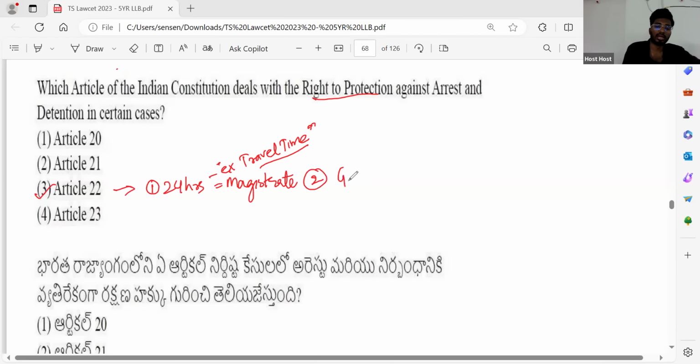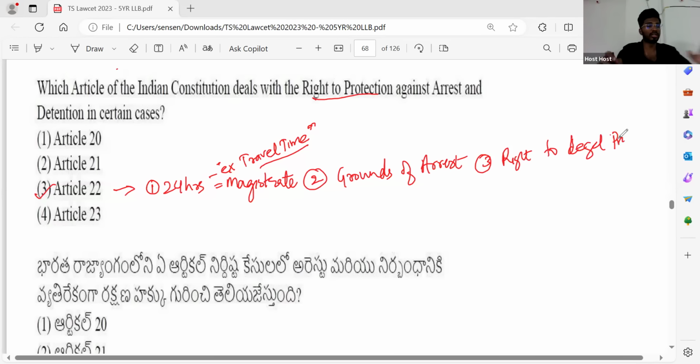Second one, grounds of arrest should be communicated. You should ask the police when they are arresting you, why did you arrest me? Then the police will tell you that on so and so grounds you have committed murder, so I have arrested you. They have to tell you the grounds. Other thing is that you have the right to consult your legal practitioner to defend your case. You can approach your lawyer and he will file the case on your behalf.